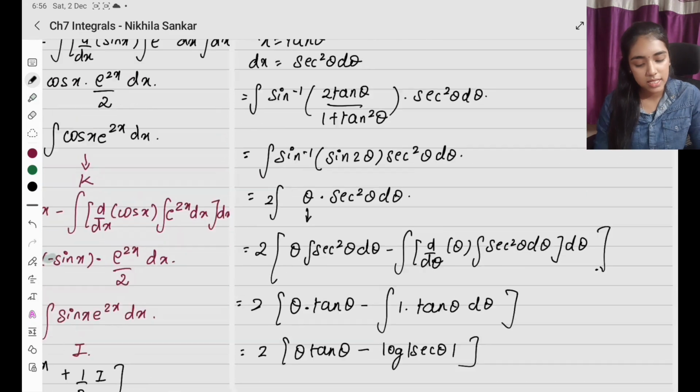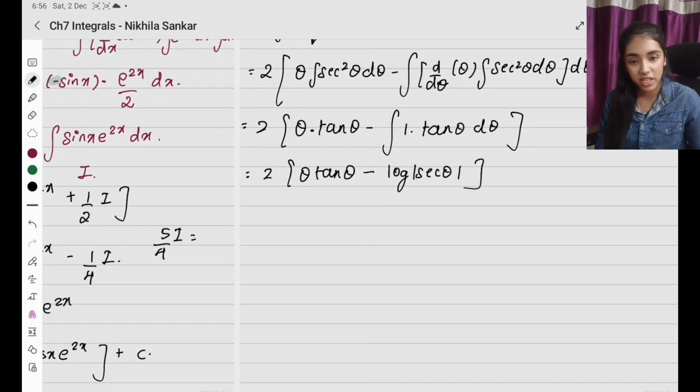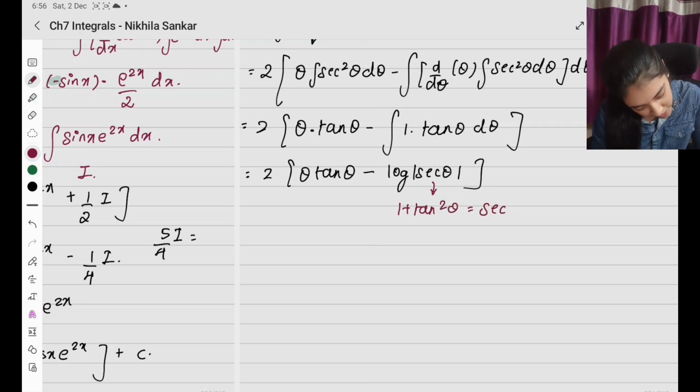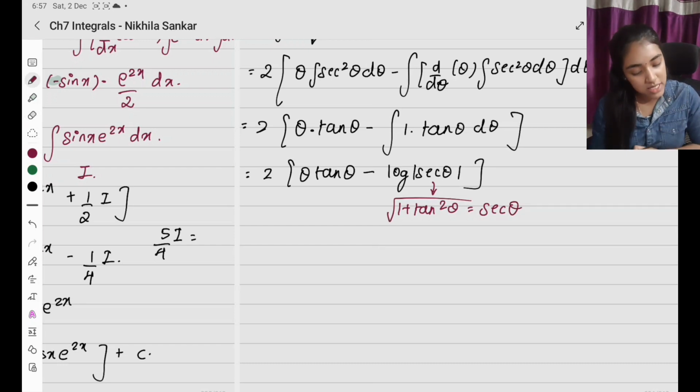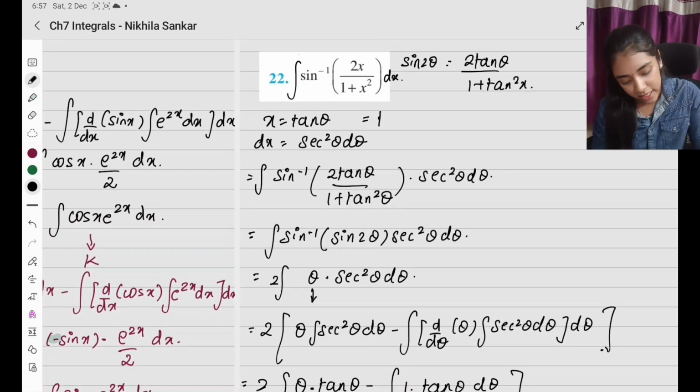Now we need the answer in terms of sin inverse and x. So I am going to change wherever I have secant to tan. Now here, how can we change secant? I know that 1 plus tan square theta equals secant square theta. So secant theta is going to be square root of 1 plus tan square theta. Okay. So when I write 2 times, what is my theta? Theta is going to be tan inverse of x.